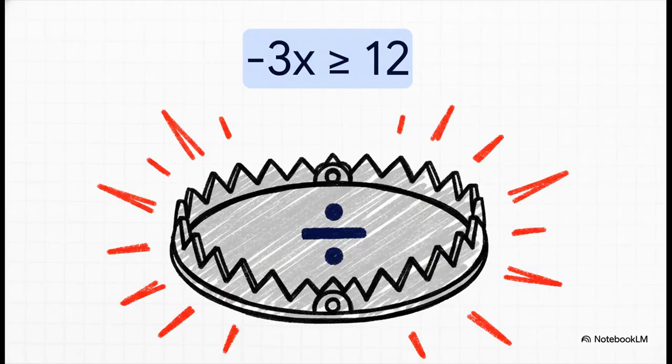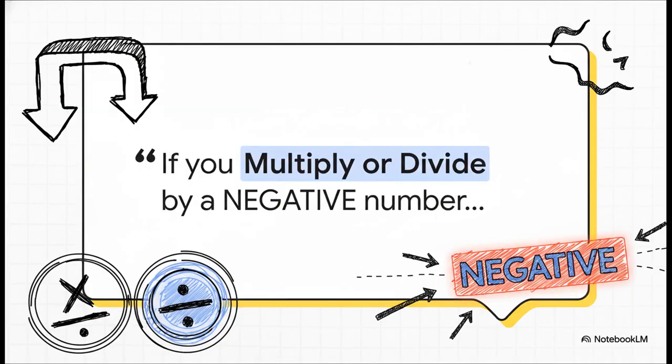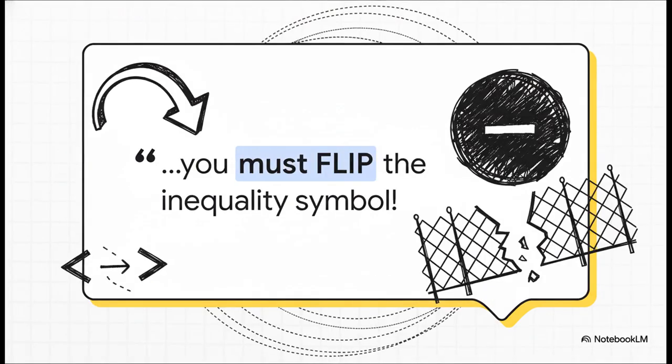So here's where we're at. Negative 3x is greater than or equal to 12. Now, your brain is probably screaming, just divide by negative 3. And you're right, but this is exactly where the trap springs. So here is part 1 of our golden rule, and it's the trigger you've got to watch for. If you multiply or divide by a negative number, the keyword there is negative. This whole rule only kicks in when the number you're multiplying or dividing by is negative. And here's the action you have to take. No exceptions. You must flip the inequality symbol. That's it. That is the entire rule. You see that you're dividing by a negative, you immediately flip the sign to face the other way.